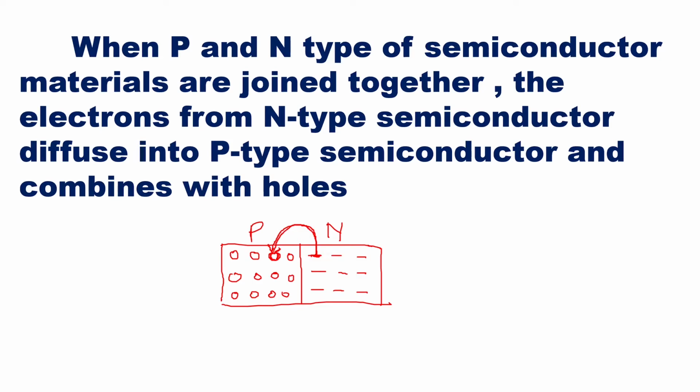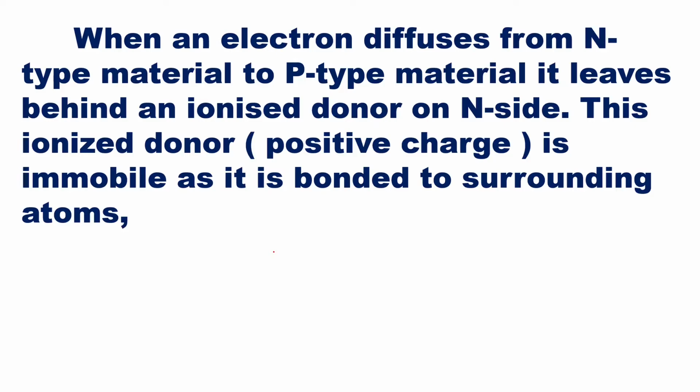So in this, the first step what we're telling is the electrons from the N-type semiconductor will diffuse into P-type semiconductor and combine with holes. Then what happens? When an electron diffuses from N-type material to P-type material, it leaves behind an ionized donor on the N side. Now what is this ionized donor on N side? This ionized donor is a positive charge and it is immobile. It is not going to move like your majority charge carriers, as it is bonded to the surrounding atoms.